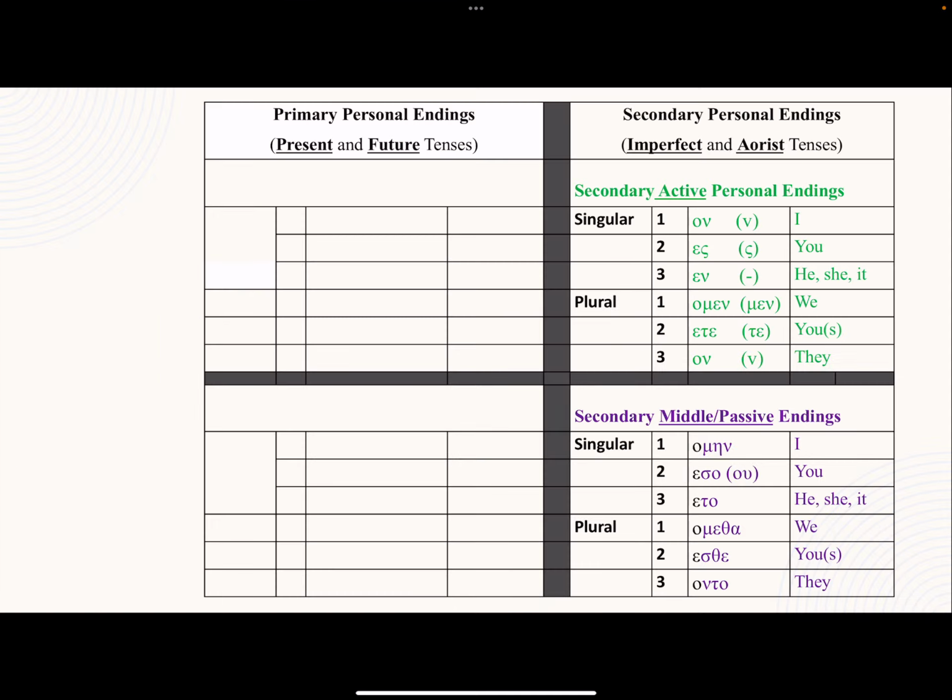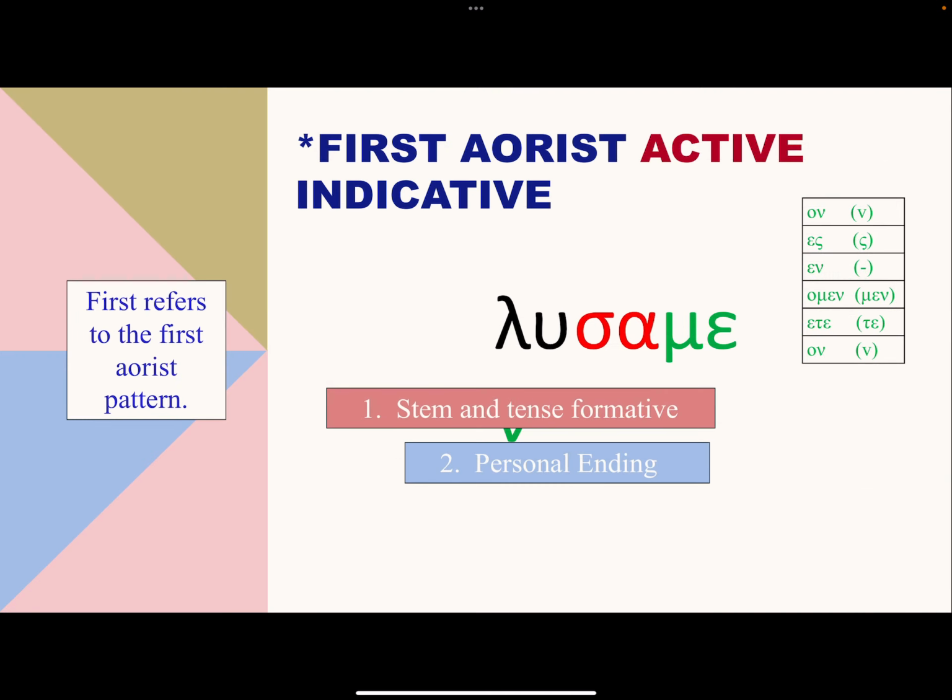But we obviously also need to be using our personal endings. Last week, we were looking at our present and future tense endings, these primary endings that are blacked out here. But today we're going to be using the secondary personal endings. So we're in the aorist tense, so we're using these secondary endings. And so for the active voice, we're obviously going to use a variation of the on, s, n, omen, ete, on, what we used when we were using the imperfect.